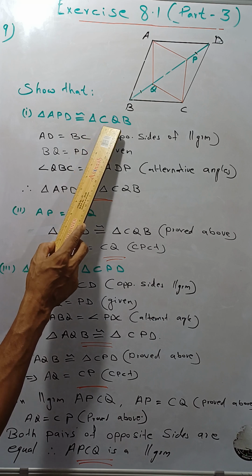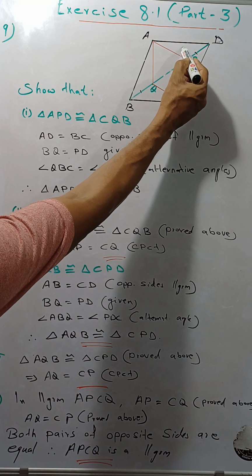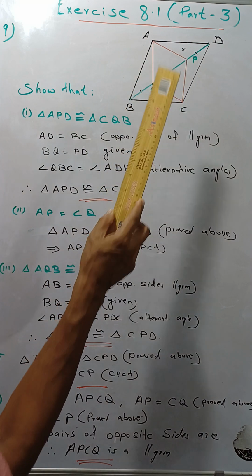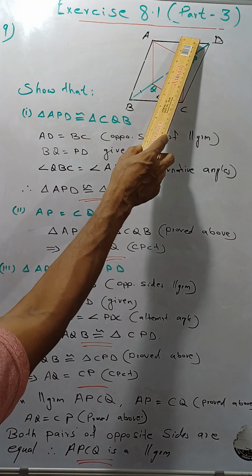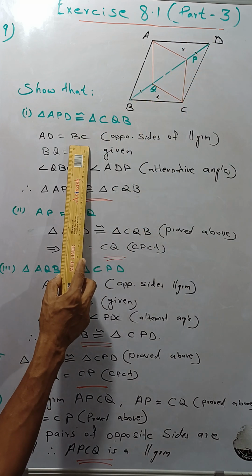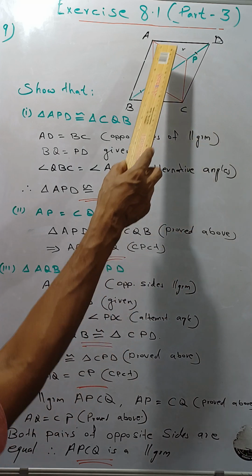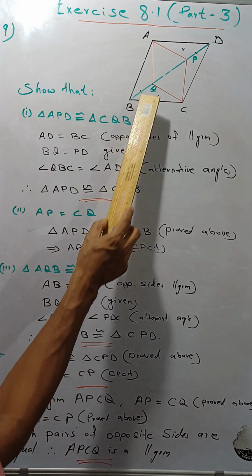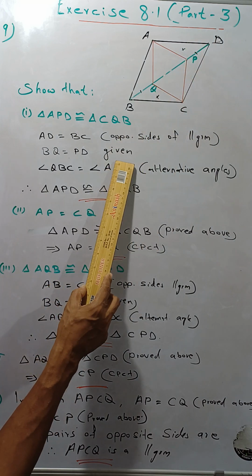is congruent to triangle CQB. First we have to prove that this triangle and this triangle are congruent. In these two triangles, AD is equal to BC. AD and BC are equal because they are opposite sides of a parallelogram. It is given that it is a parallelogram. BQ is equal to PD. BQ and PD are equal, that is given.